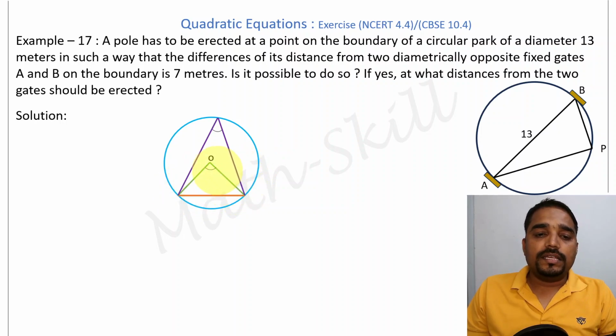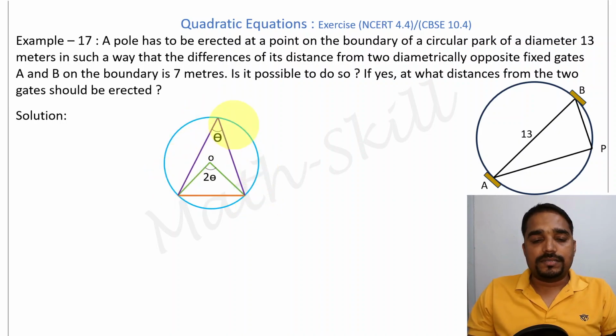Now, we have studied a theorem in our earlier classes, that is in class 9, which says that the angle subtended by a chord with respect to the center is double the angle subtended with respect to the circumference on the same side. So with respect to center, it would be double. That is, the chord would subtend an angle of 2 theta here, if it is subtending an angle theta with respect to its circumference.